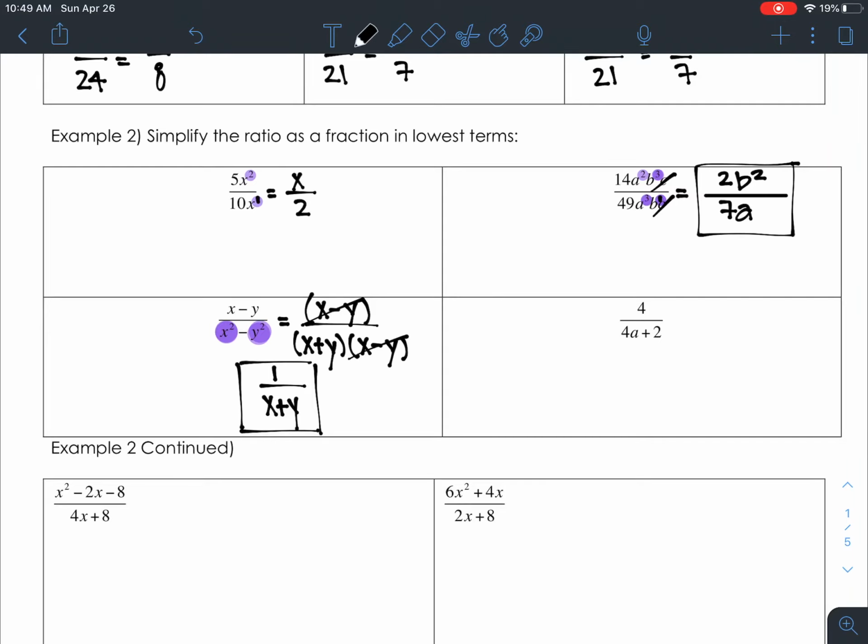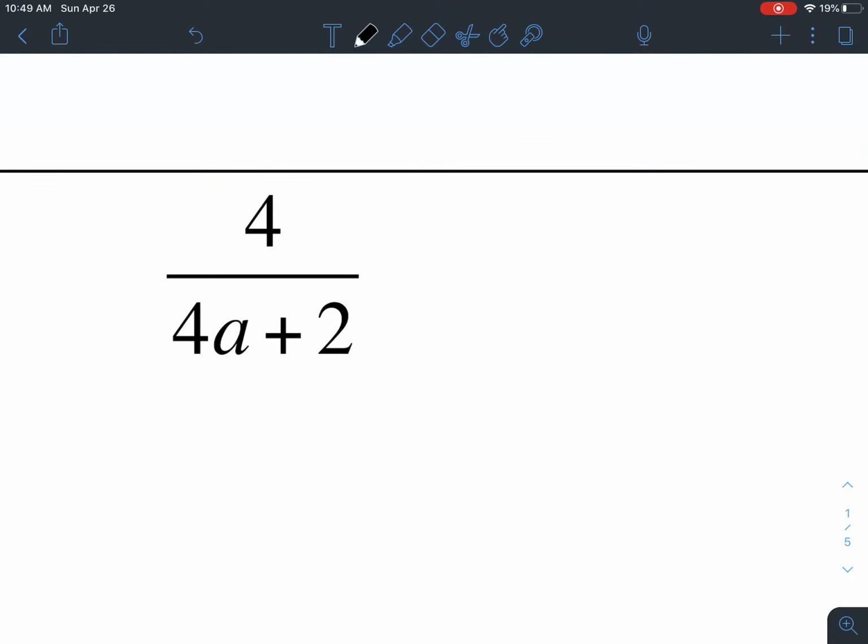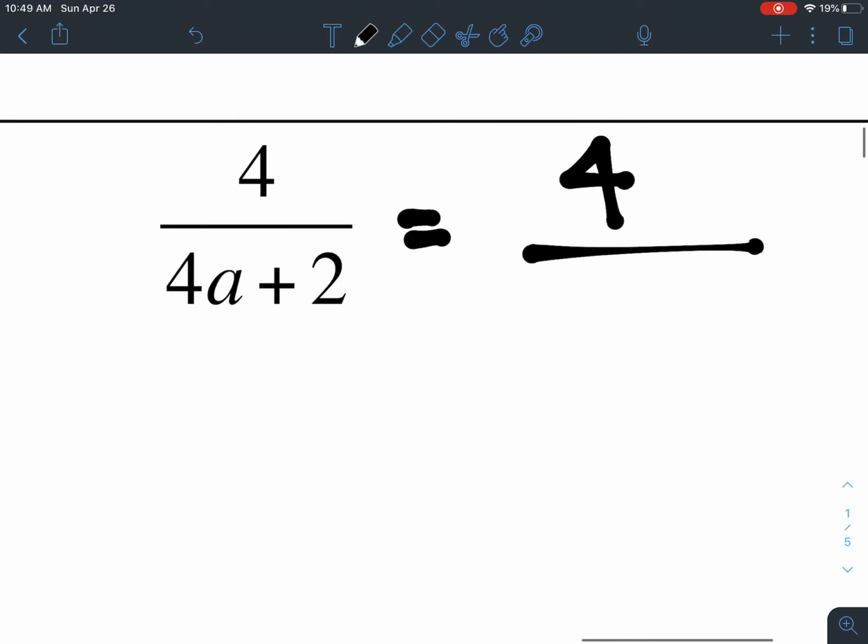All right, let's do one more. So once again, you can't just cross things out because of the fact that it has that plus sign right there. So we have to figure out a way of simplifying these binomials. On the top, you can't really do anything with the 4, so we're just going to leave it there. Now, this, you can't do difference of squares because, first of all, it's not a difference.